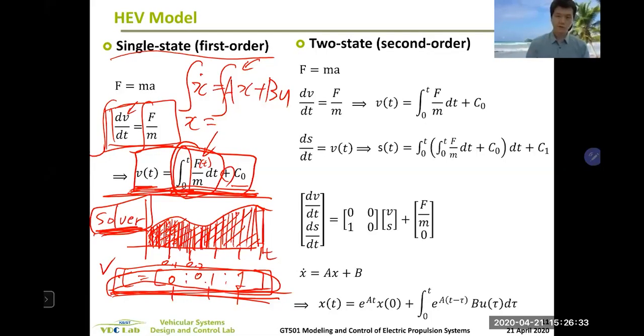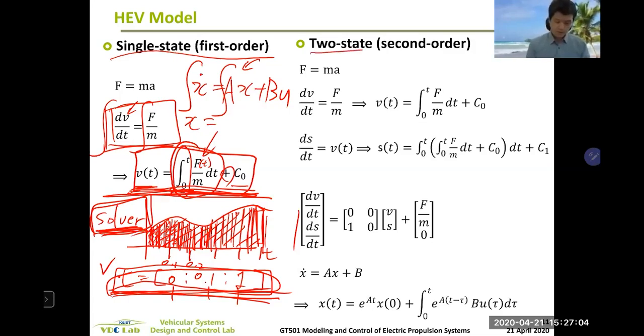Something called variable time step, meaning that if you use very fine sampling time, it takes long time. But if you use long sampling time, it'll be faster, but there will be error. Okay, so be careful with using solver.